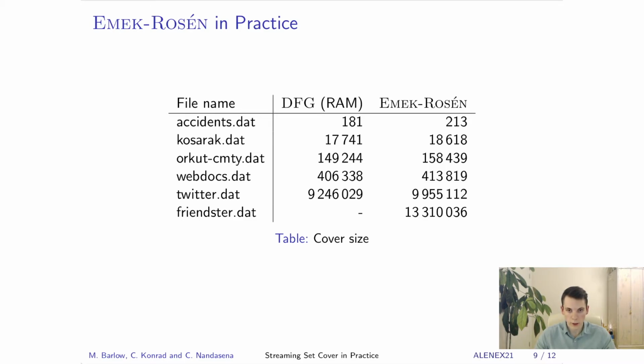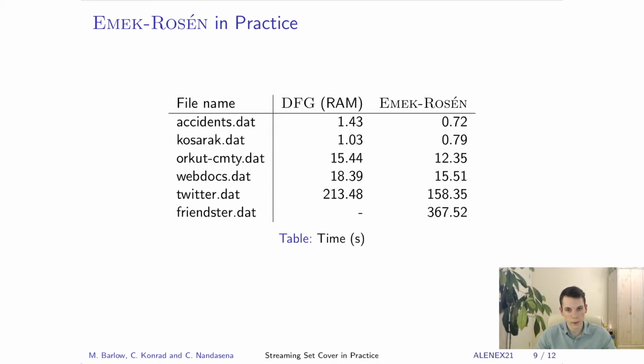So for Emick-Rosen, the Emick-Rosen covers are 2% larger in the best case, 18% larger in the worst case, and 8% larger in the geometric average case. And I suppose the key point here really is that those differences are not very significant. So the cover sizes from Emick-Rosen are only slightly larger than those given by the greedy alternative.